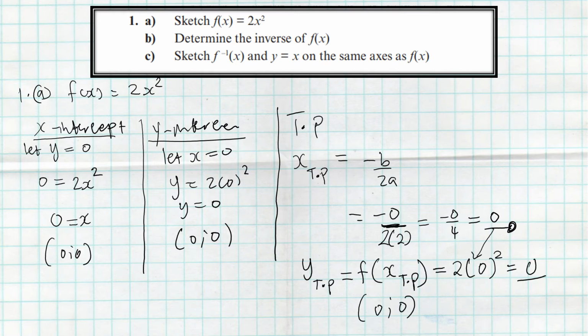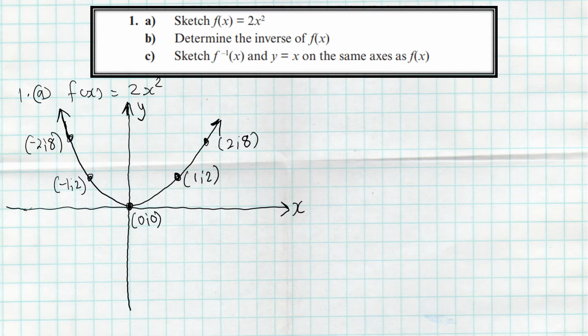Okay, let me show you how this graph will look. So this is basically how the graph will look. You have your turning point, x-intercept and y-intercept at the same point, (0, 0). I also calculated some points. I substituted 1 where there is x, then I get y as 2. I substitute 2 where there is x, then I get my y as 8. On this side, when I substitute minus 1, I get 2, and minus 2, I get 8, just to show how this graph will look. So that's my A. Let's go to B.